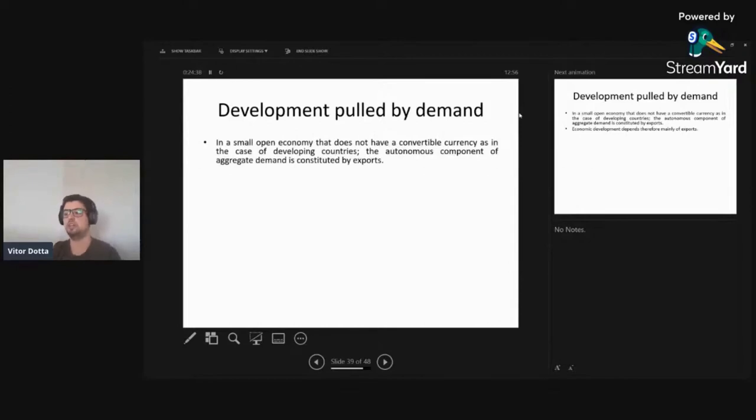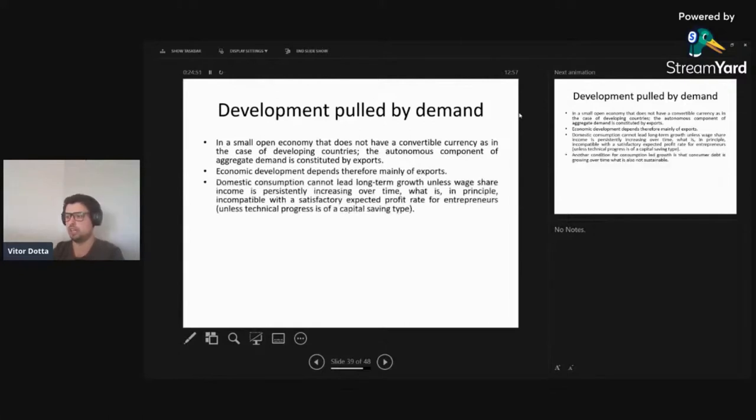Yes, so in a development model pulled by demand, in a small open economy that does not have any convertible currency, as in the case of developing countries, the autonomous component of demand is constituted by exports. Economic development depends thus mainly on exports. Domestic consumption cannot lead to long-run growth unless the wage share of income is persistently increasing over time.